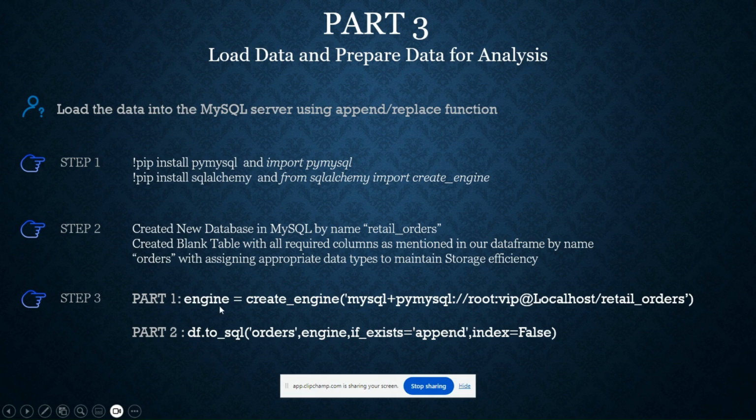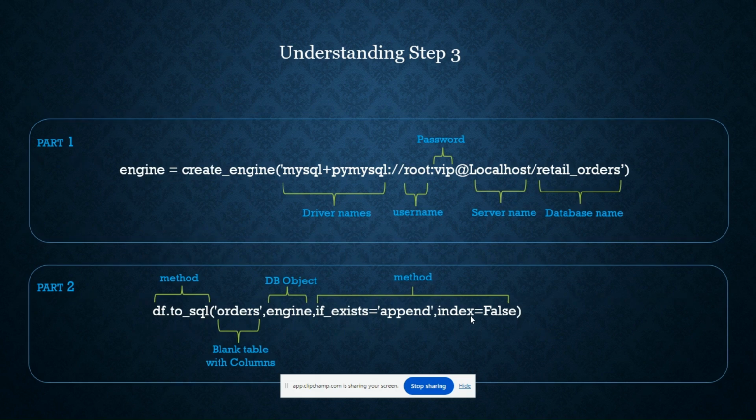And this is the code. This is the complete code that I have divided into part 1 and part 2. We will further discuss what is in this particular code. Let's discuss part 1 of step 3. In part 1 of the code, these are the driver names, MySQL and Python MySQL, and after that I have given the username and the password of my server. This is the server name that I have given, and the database that I have created, I will be mentioning it.